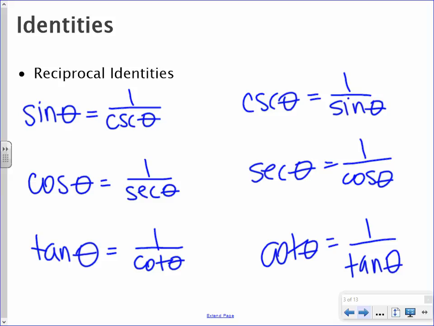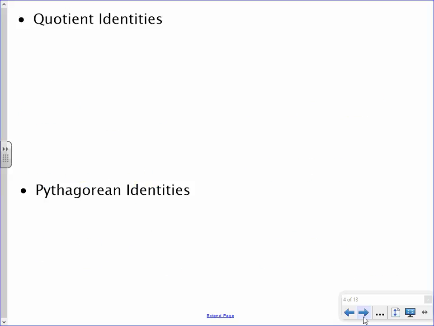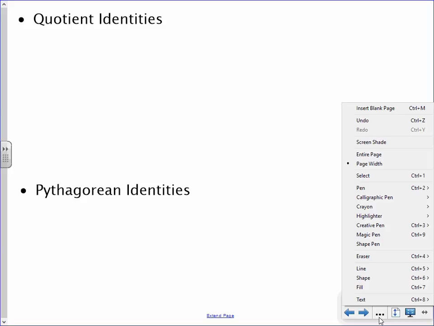Okay? I will tell you, we have a quiz. We have a quiz next week. On Thursday, this will be the first question. What are the reciprocal identities? The second question on your quiz, what are the quotient identities?